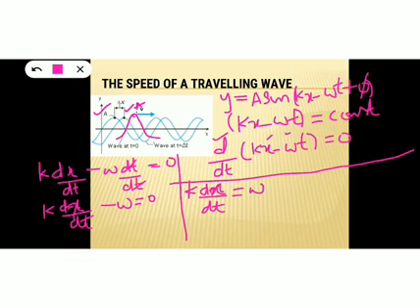And what is dx/dt? dx/dt is the expression for velocity, because x is displacement, and dx/dt means displacement with respect to time. So that is velocity, the linear velocity v. So we can write k into v is equal to ω. Therefore velocity v is equal to ω/k.